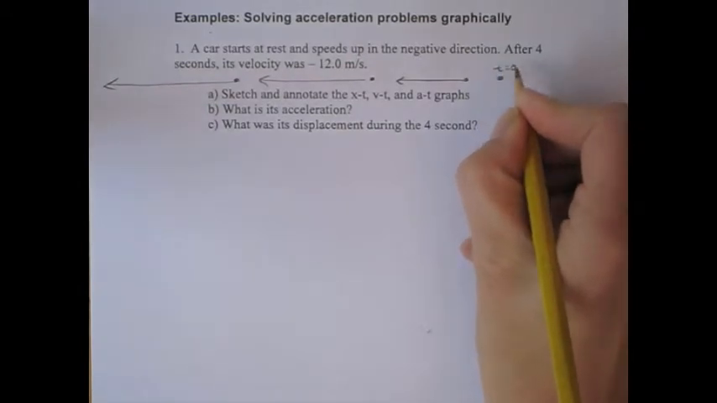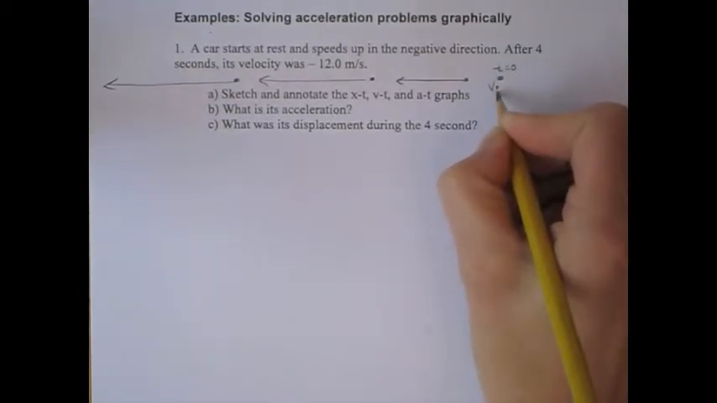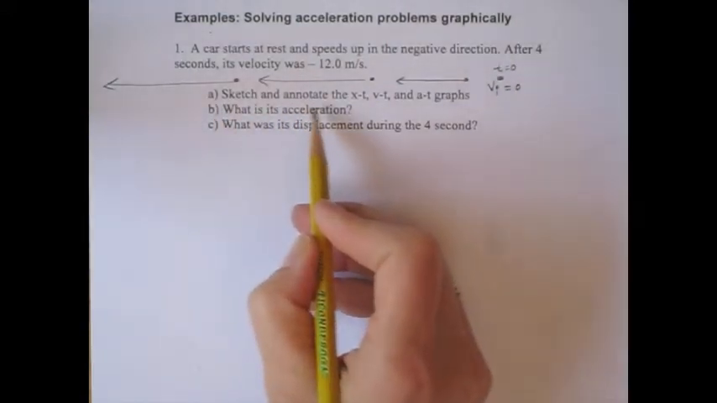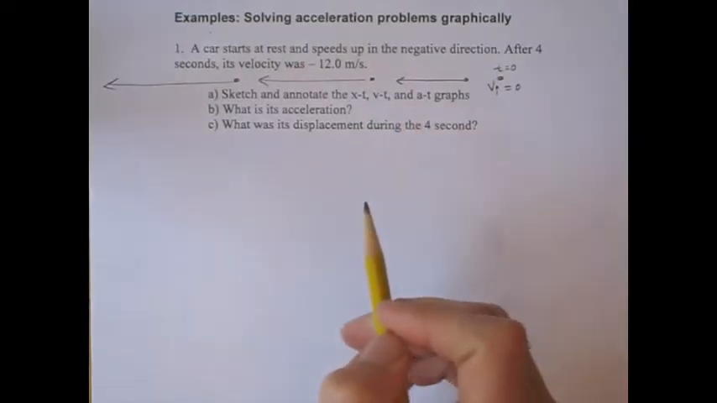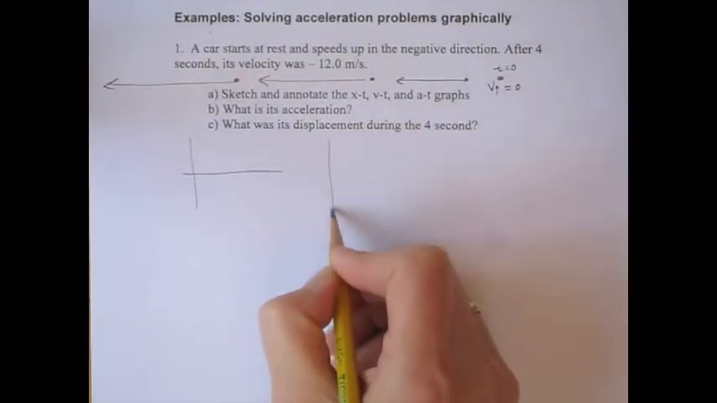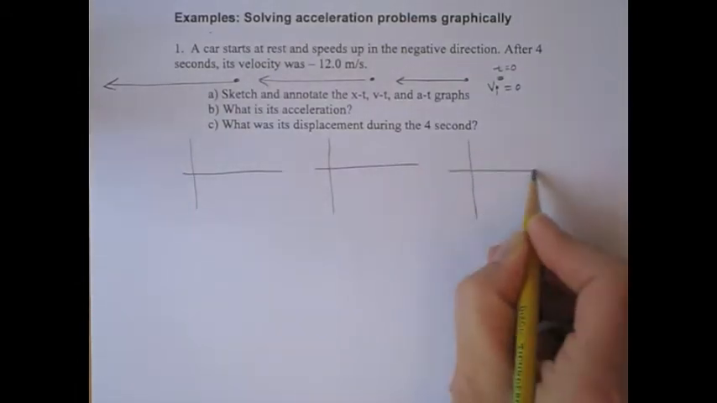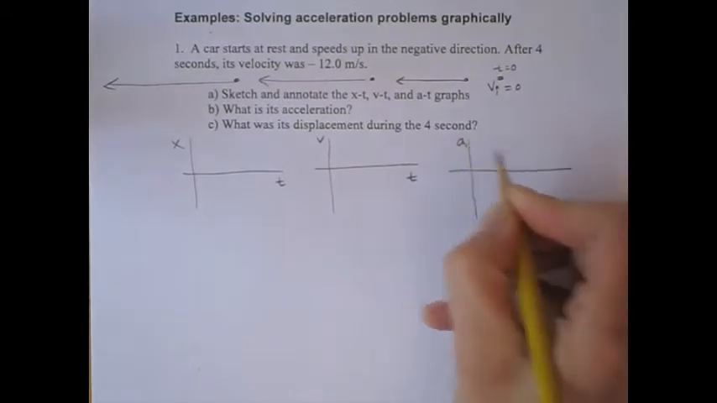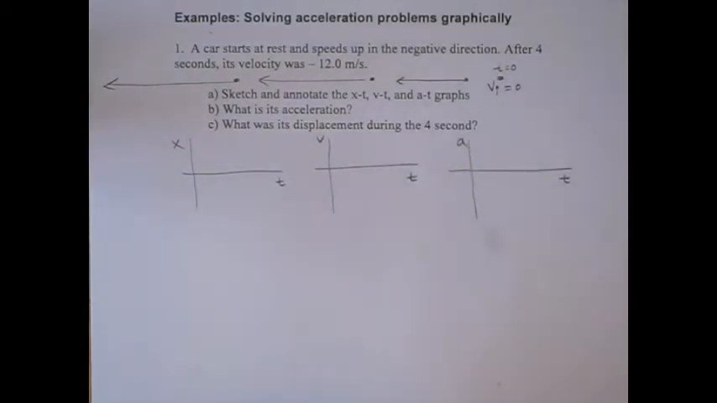This is the initial time. The initial velocity, which we can write as v with a subscript i, is 0. Part A, sketch and annotate the position time, velocity time, and acceleration time graphs. So sketch some graphs, and then annotate means label anything that you know.